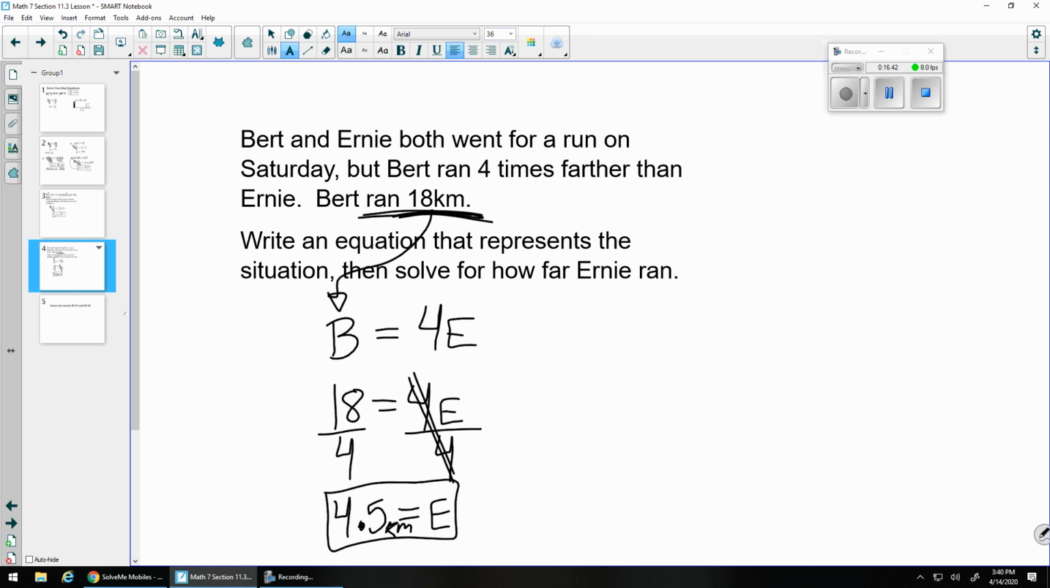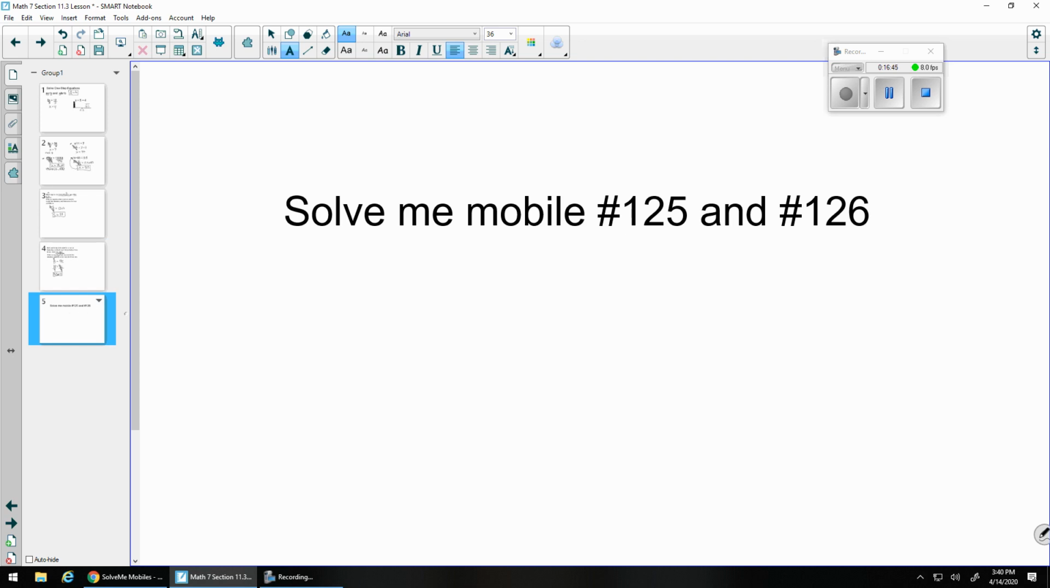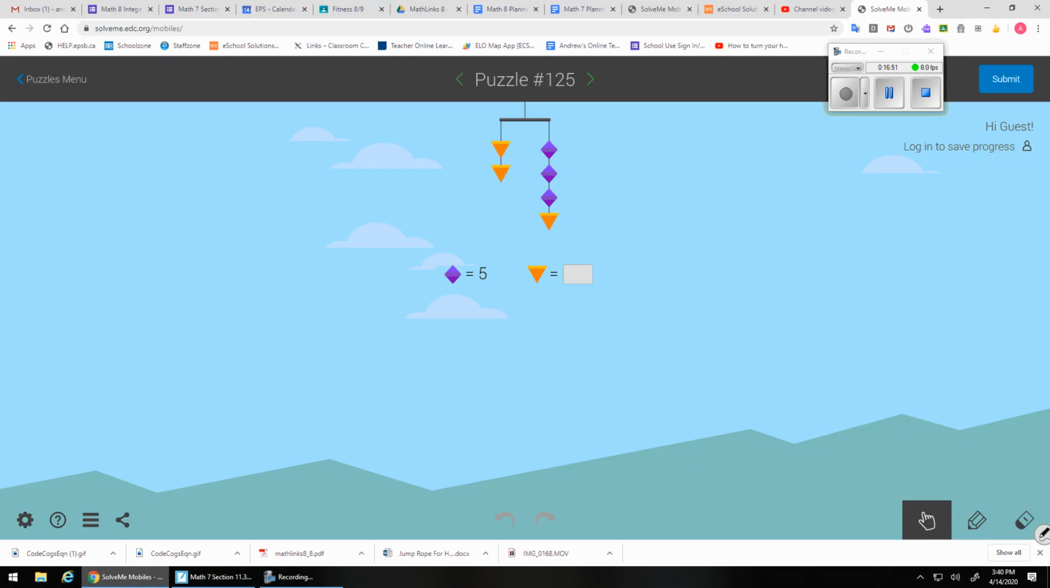I just also wanted to go over, I put on the link to the Solve Me mobiles again. You can go to the Solve Me mobiles, and I'm just going to show you some things that you can do with these. Okay, so this is puzzle number 125.